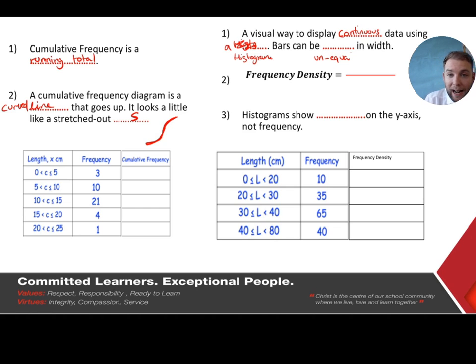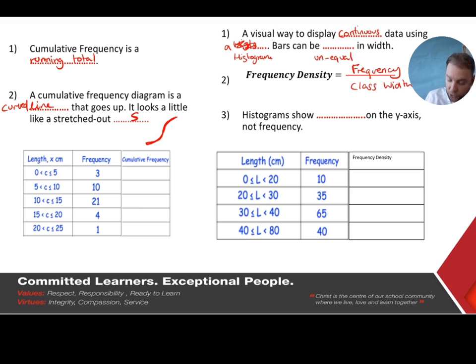Now, the thing that's really important with this is the part where it says frequency density, because the frequency density is what it goes up by. It's the y-axis. So frequency density is equal to your frequency divided by your class width. Okay? So a histogram is a visual way to display continuous data. Bars can be unequal in width. And this is the key part here: the frequency density is equal to your frequency divided by your class width.